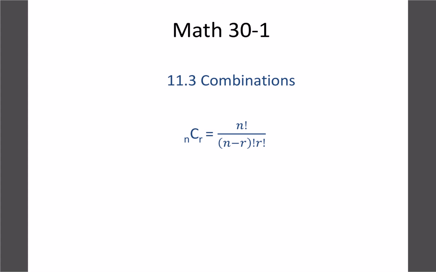Today's lesson, we're going to continue with our combinations and permutations. Our old formula for a permutation was nPr is n factorial over n minus r factorial. You can see it's almost the same. The only thing that's extra is that extra r factorial. So whatever that other number is, we get one extra thing to divide by.